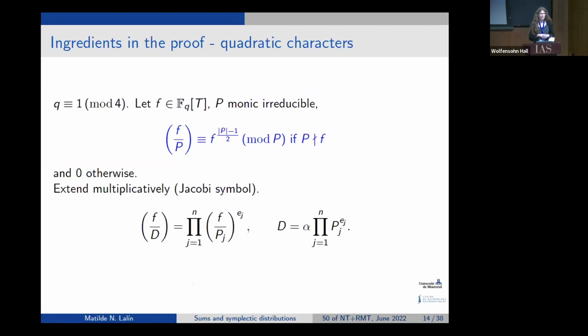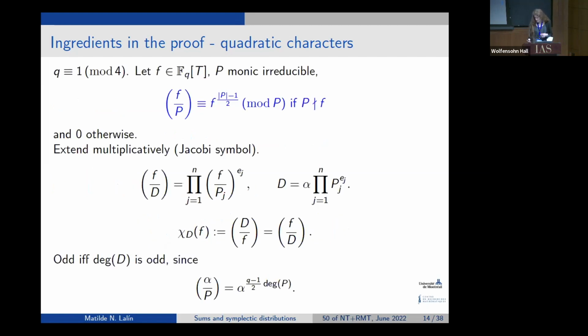Okay, so I want to mention some ingredients in the proof. One thing, let me just mention quickly about the quadratic character. Say we work with q congruent to 1 mod 4, so we don't have to worry about quadratic reciprocity. And then for P monic irreducible, we can define the quadratic character using the Legendre symbol. We define it for P prime, but then we can extend it modulo D by multiplicativity.